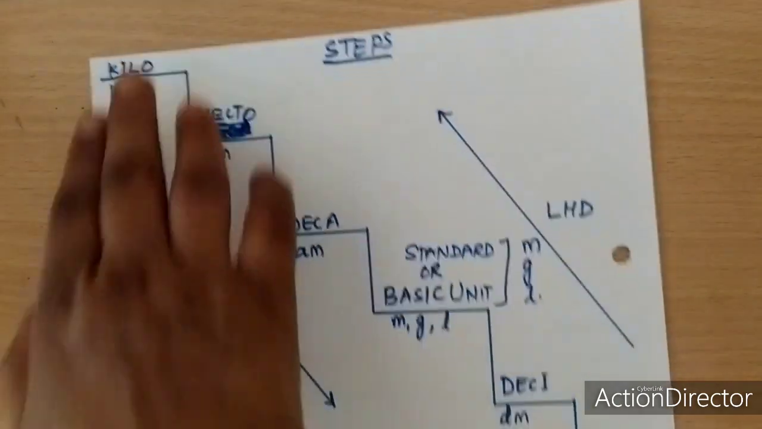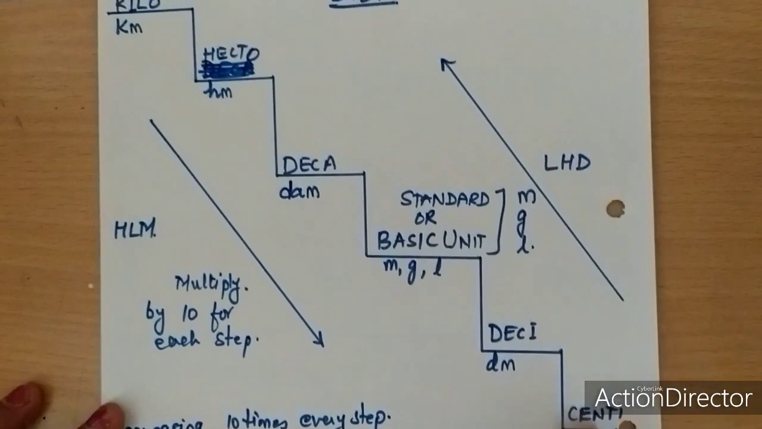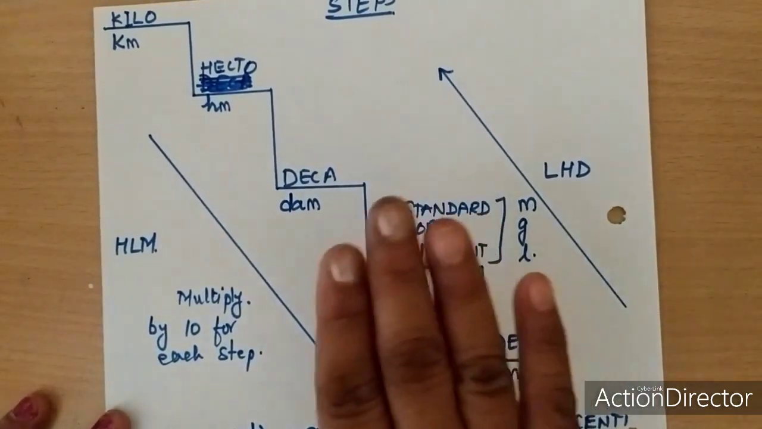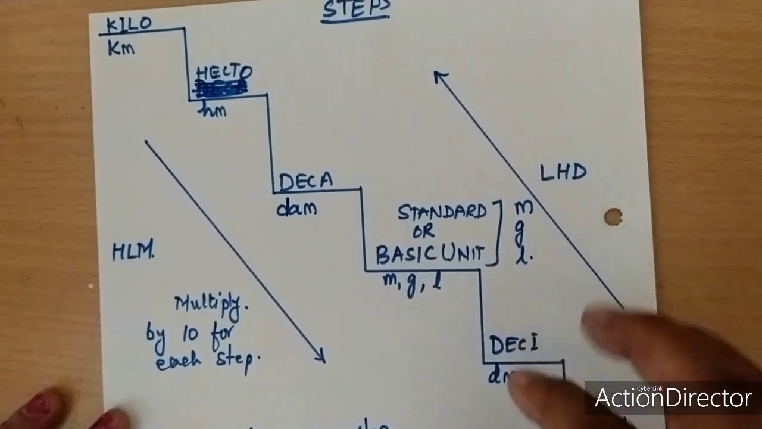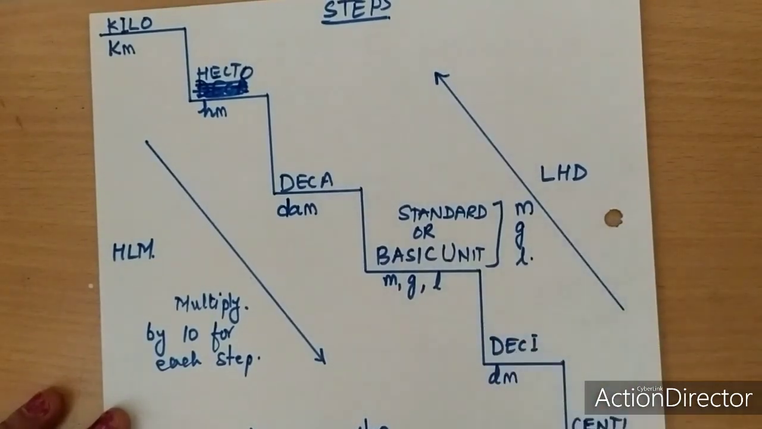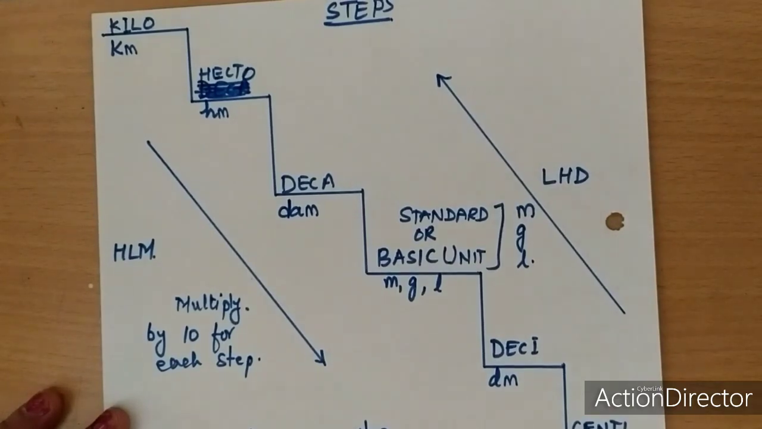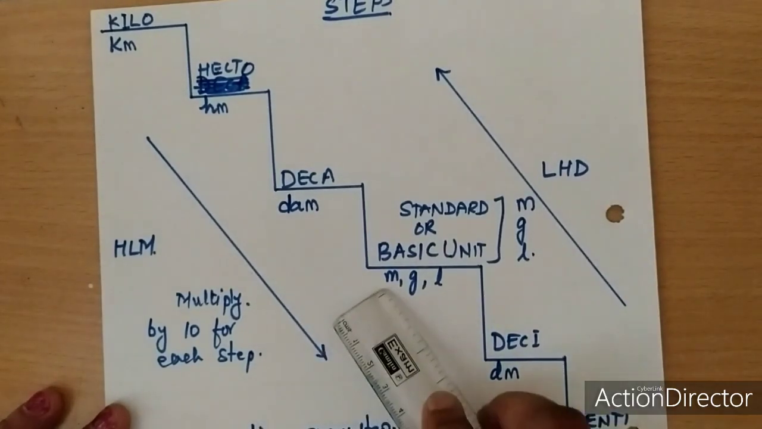3 steps above, 3 steps below. So this is the standard unit. Now suppose we are talking about the unit of length. That means the standard unit of length is meter. So we are going to represent it with small m. So I have written here small m.